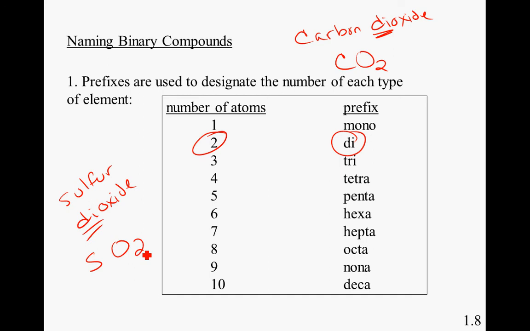Nitrogen monoxide. If we look at nitrogen monoxide as another example, we have nitrogen and we have oxygen because of oxide. Mono means 1, so N1O1. The first element does not need a prefix if there's only 1. However, the second element, if it is a 1, such as in nitrogen monoxide, you do need mono there.